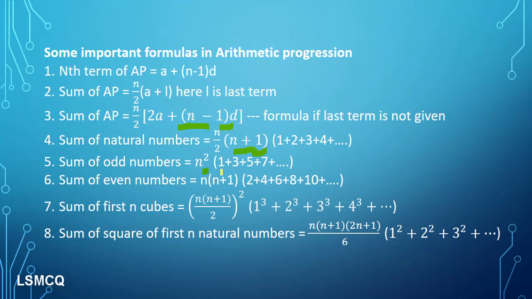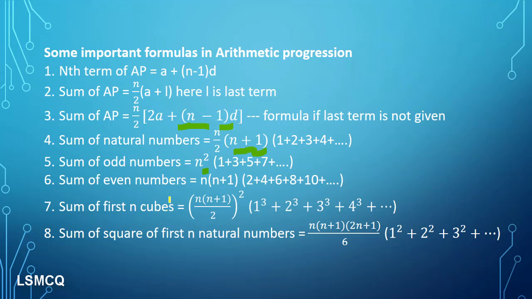So 2 square is 4, and 3 plus 1 is 4. If you want the sum of these 3 terms, then n is 3. 3 square is 9. So if you sum up these 3, 5 plus 3 plus 1, it's 9. If you add the sum of the first 4 terms, it's 4 square, which is 16. So if you sum this up, it will come out to be 16. 7 plus 5 is 12. 12 plus 3 is 15. 15 plus 1 is 16.